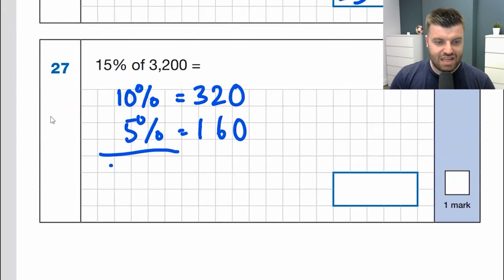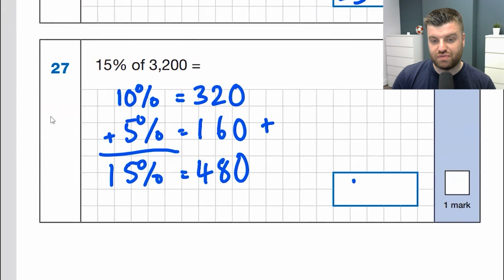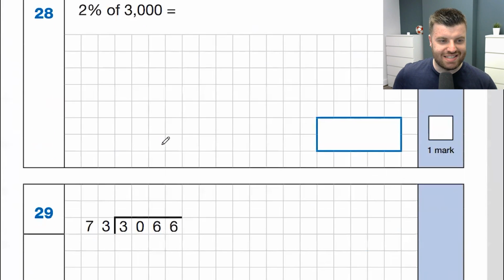And look at that, guys. If we add these two together, we get 15%. So we're going to add these two values together, and we're going to get our answer, which is 480. Let's move on. Question 28.